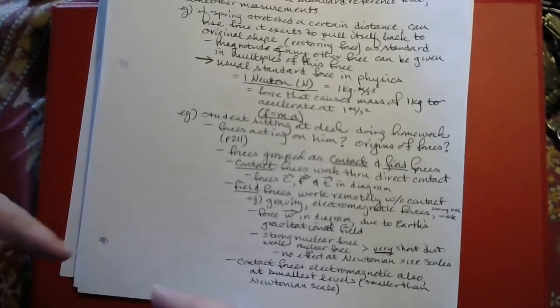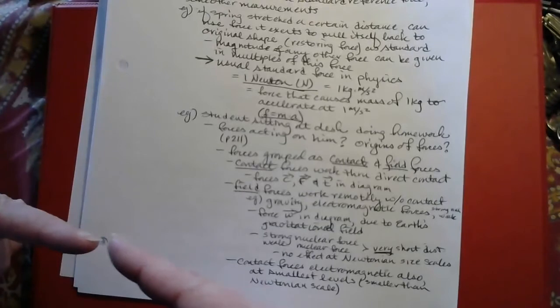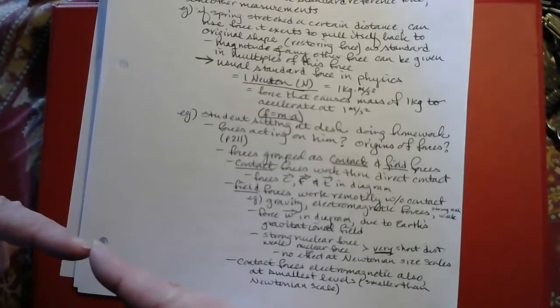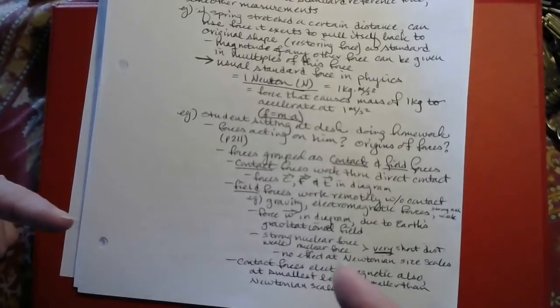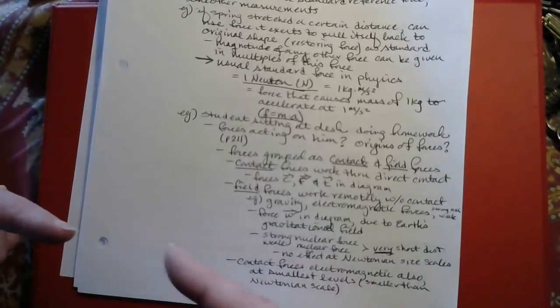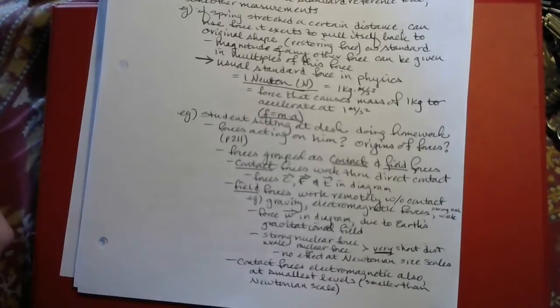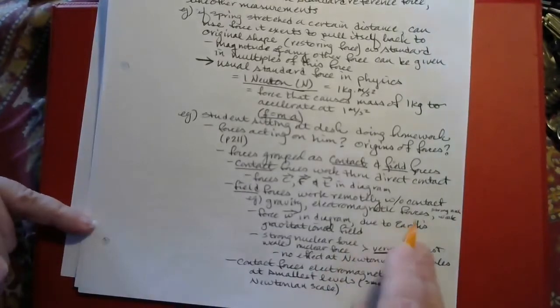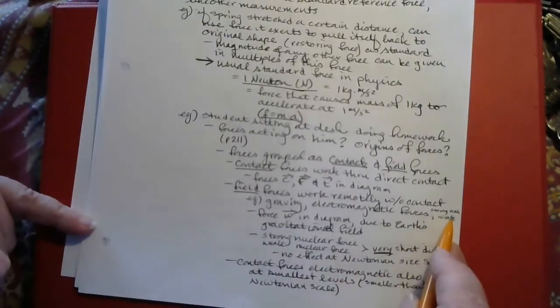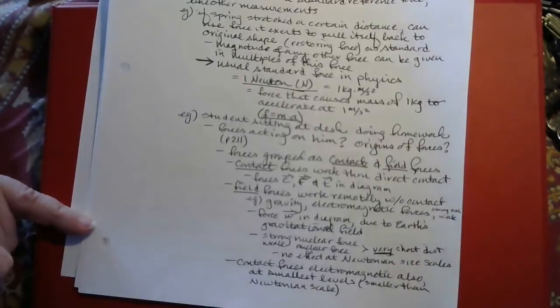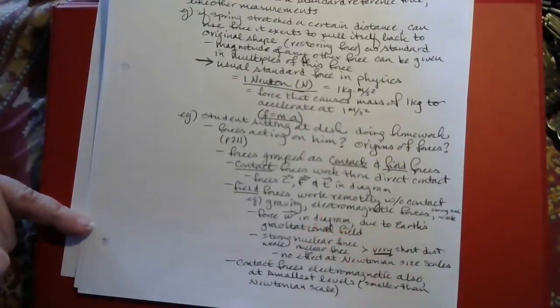If you put a magnet down with a north pole facing a north pole, you can force them to touch each other, and when you let go they'll push themselves away from each other. So that repulsion works even when they're not touching each other. That's definitely a field force. The strong and weak nuclear forces are field forces as well.